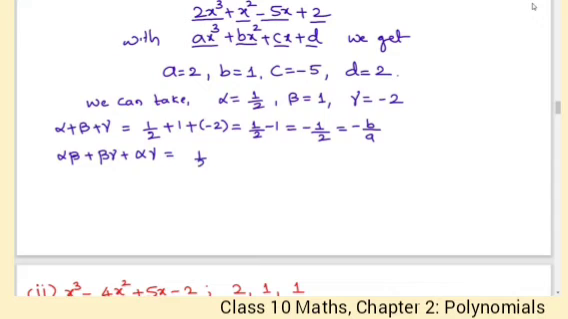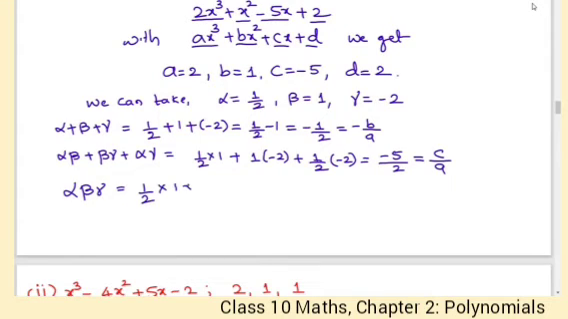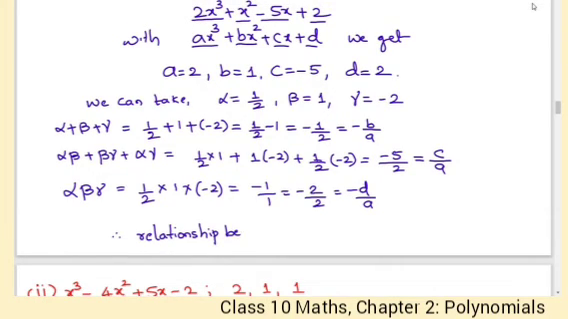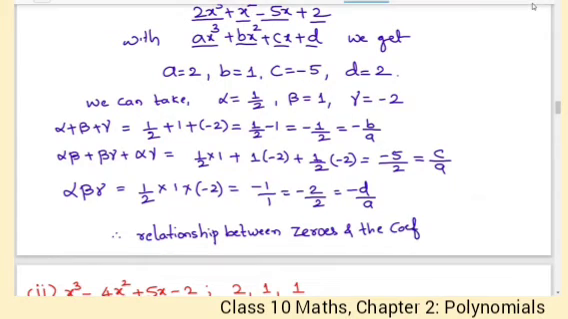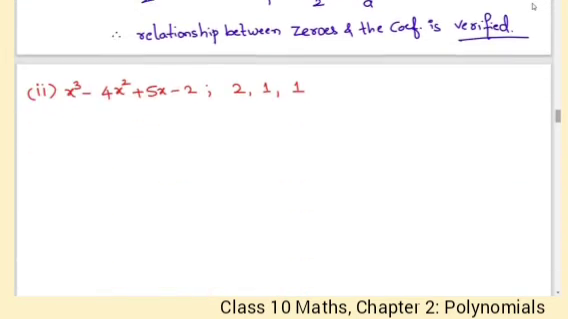Now alpha into beta plus beta into gamma plus alpha into gamma, that is 1 by 2 into 1 plus 1 into minus 2 plus 1 by 2 into minus 2. Whenever you simplify these terms, you will get minus 5 by 2, which is equal to c by a. Now product of all the terms, alpha into beta into gamma, that is 1 by 2 into 1 into minus 2. That will be minus 1 by 1, or you can write minus 2 by 2, that is minus d by a.